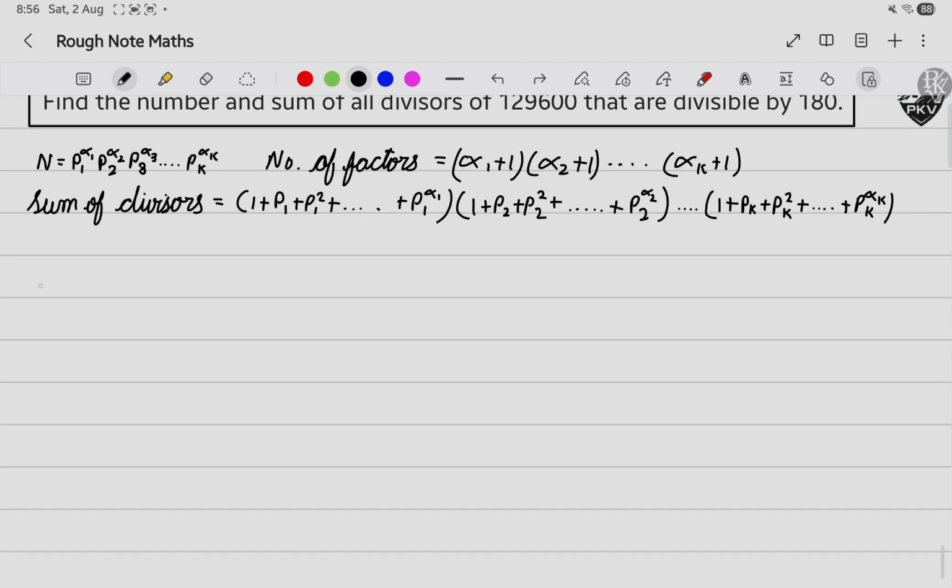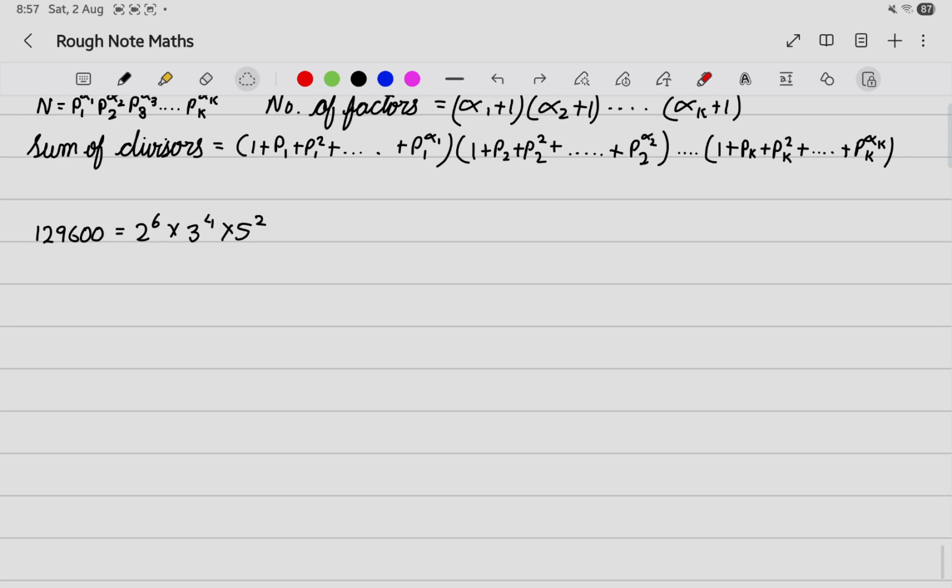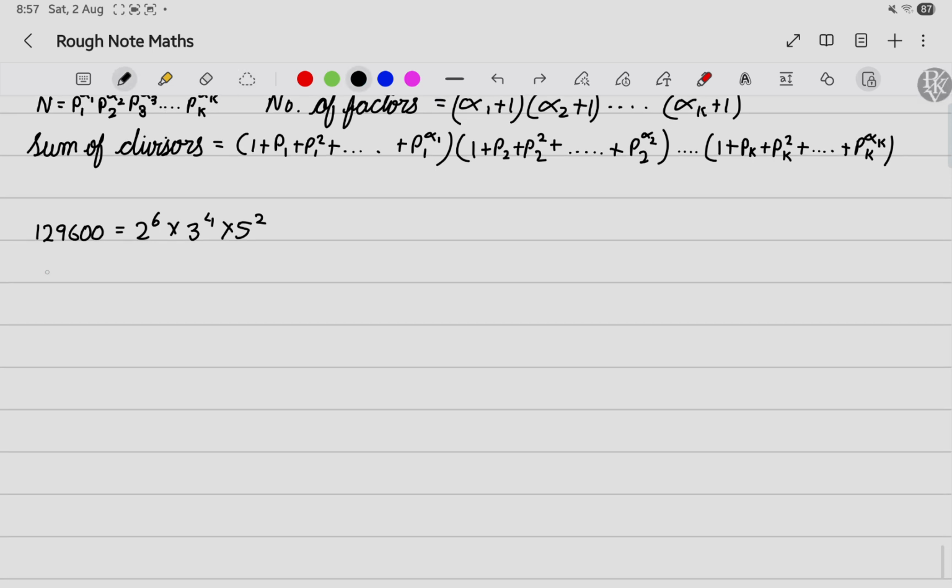So let's get started. First of all, we need to prime factorize 129,600. So 129,600 will be equal to 2 raised to 6 times 3 raised to 4 times 5 raised to 2, and 180 will be equal to 2 square times 3 square times 5, I think. Yeah.